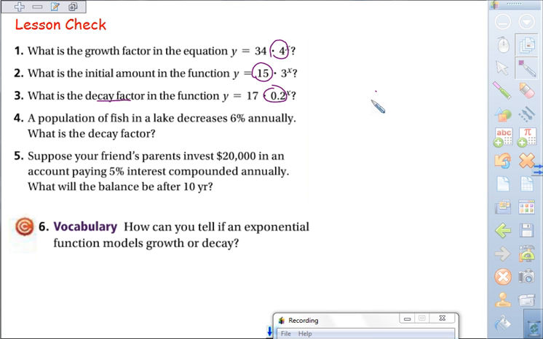Otherwise, we'd have to say, oh, 1 minus r is equal to that. So then we would say that the r value is 0.8 or 80%. But in this case, it says factor and not decay rate.